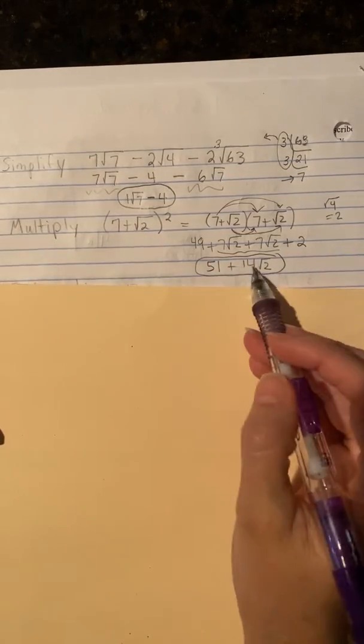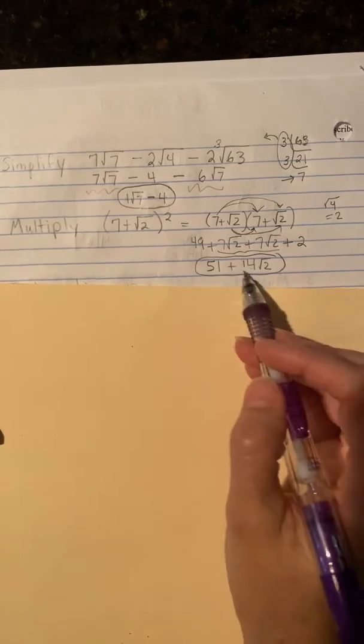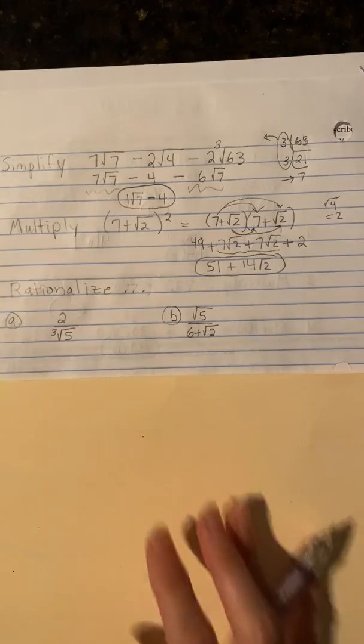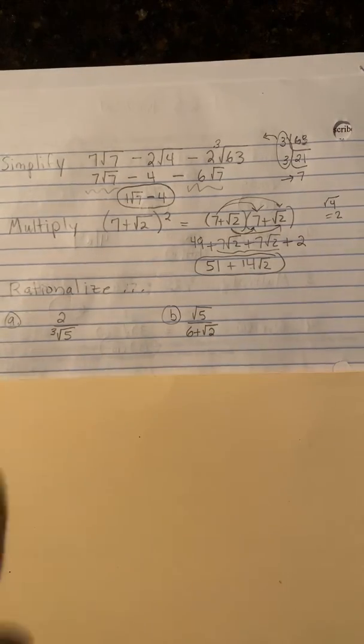And you can't add those. You can't add a normal number 51 to a radical. Okay, the next couple problems are rationalizing a denominator. So pause and try those.